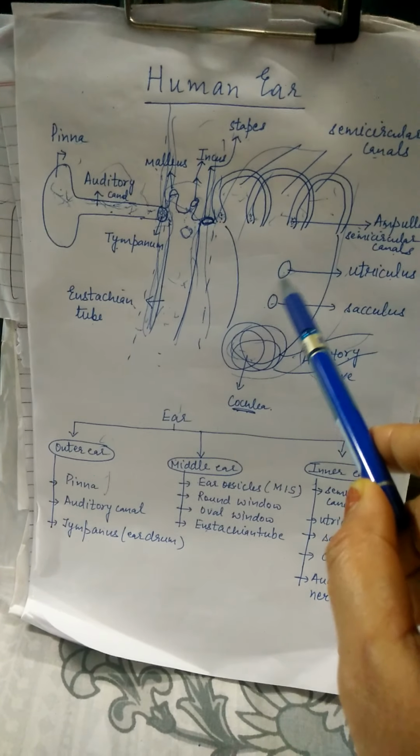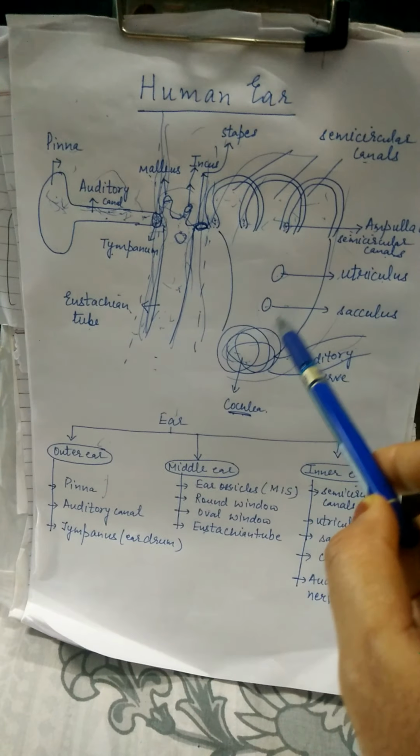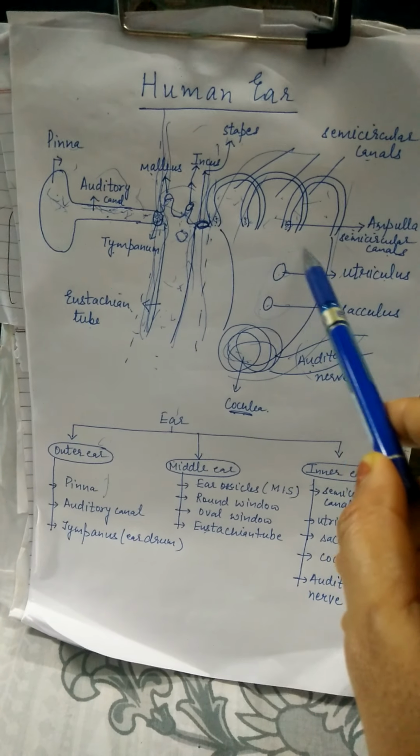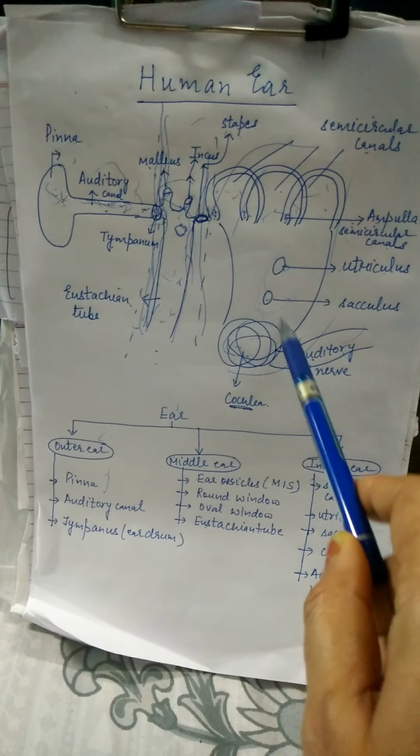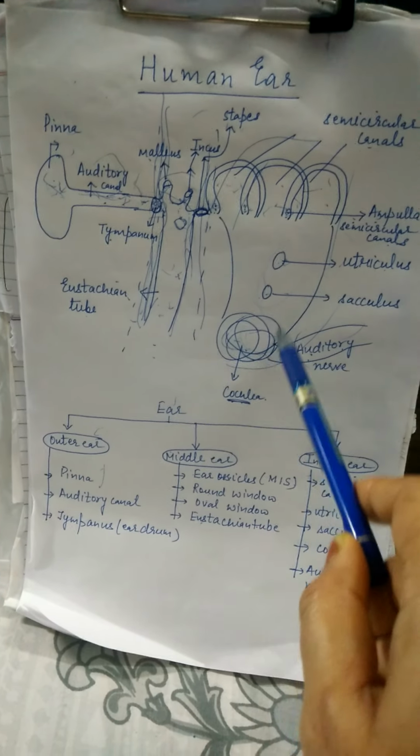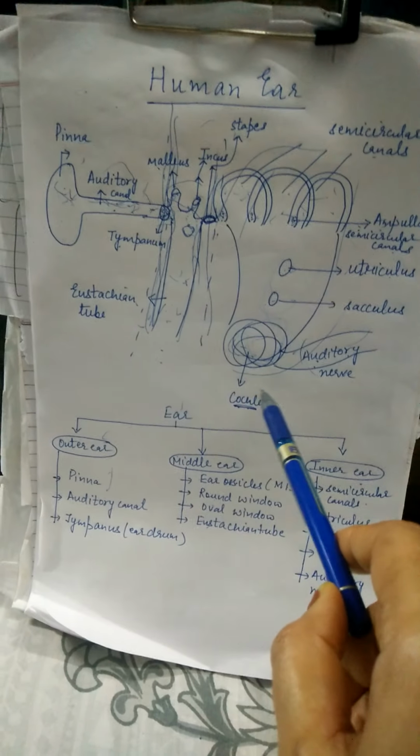Then we have the utriculus and sacculus. These two structures, they're responsible for the static balance of the body. Then we have the cochlea, the spiral shaped structure. This cochlea helps in hearing.